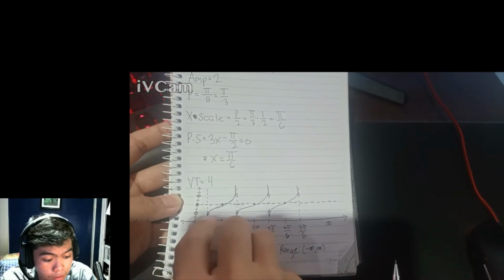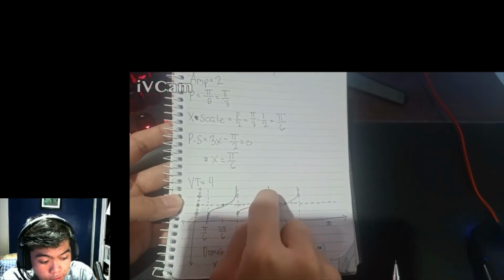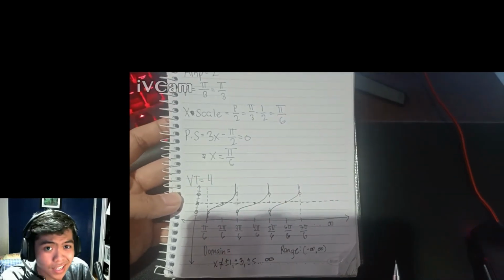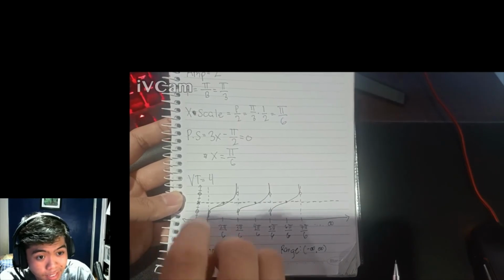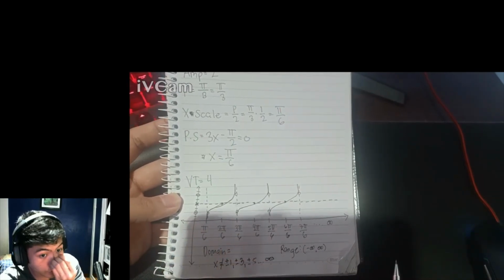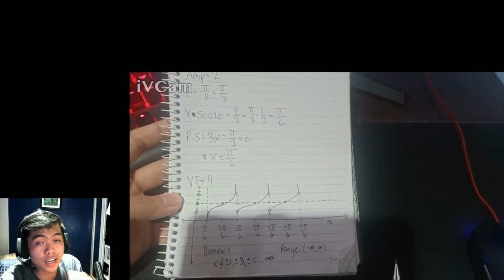So that would happen. That's the first graph. That's the second graph, and that's the third graph. So the question is, what is the x-scale? The x-scale is what we add to the phase shift in order to find the asymptotes and the x-intercept.